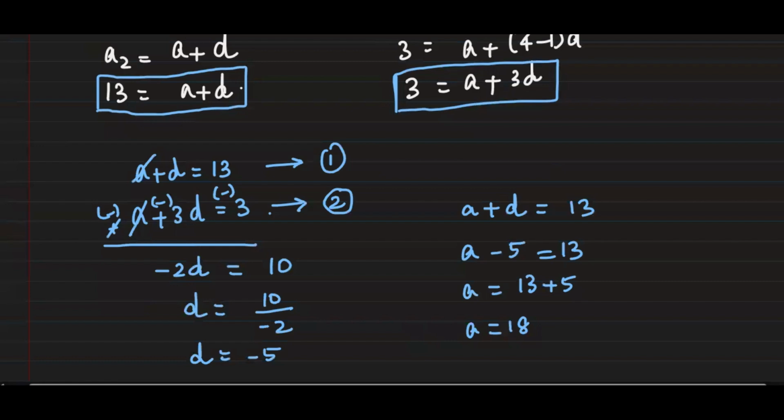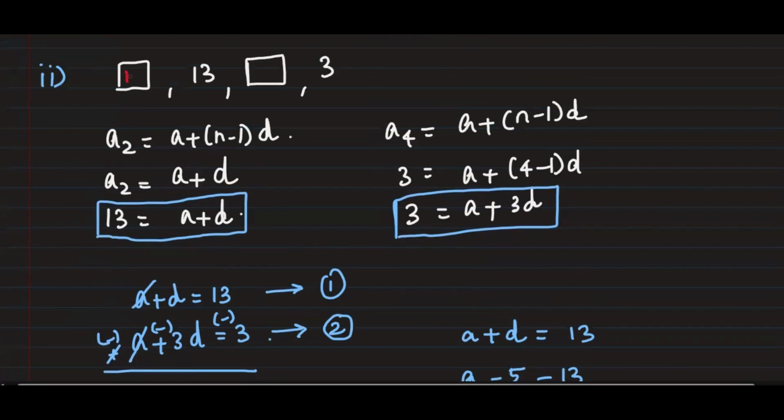Okay. Now we have got the two values here. So the d value is equal to negative 5 and the A value is equal to 18. A is nothing but the first term. So now we got the answer for the first box. So the first box will be 18.